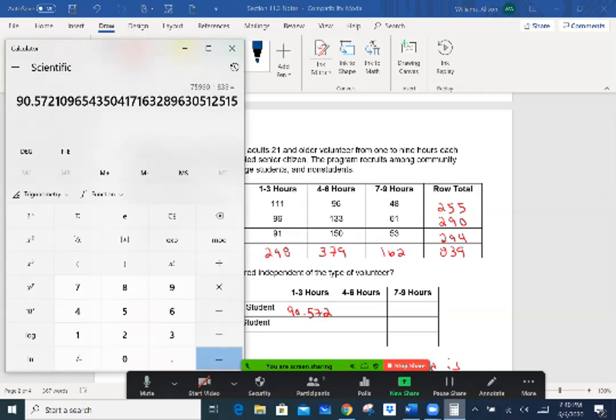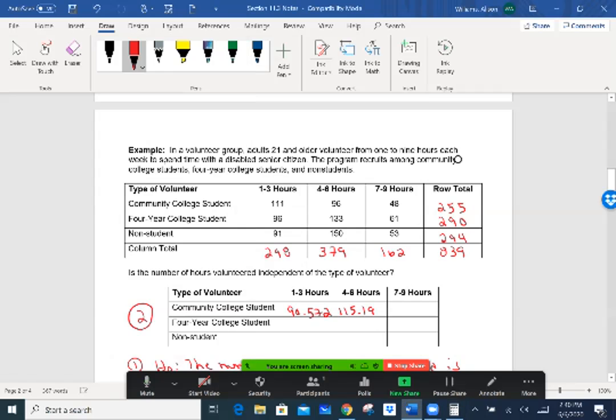Okay, so to find the community college student who volunteers 4 to 6 hours a week, that means I'm going to still use row 1, which is 255. But this time I'm going to times it by 379, the second column total. And then I'm going to divide that by 839. So that gives me 115.191. And that is row 1, column 2. All right. And you keep repeating this process.